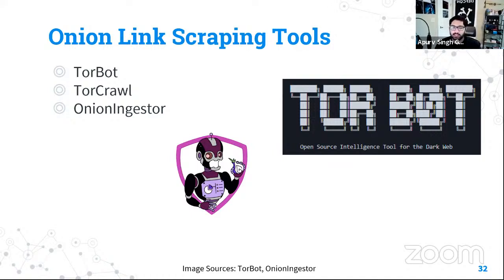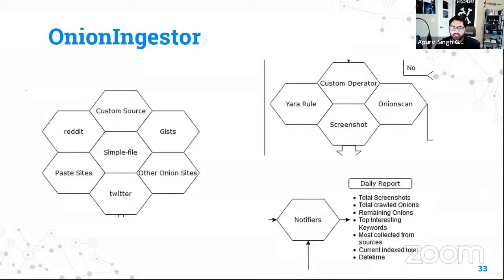Now we will talk about Onion Ingester in this category. Onion Ingester is a really great tool. One of my good friends created it. There are different parts in Onion Ingester: first is source, then operator, and then notifiers. The source is where you put all the places where you can get the onion links from. For example, you can include pastebin related sites, Reddit, as I told you before, Twitter, and GitHub gist. These are all the sources where you can get those new onion links from.